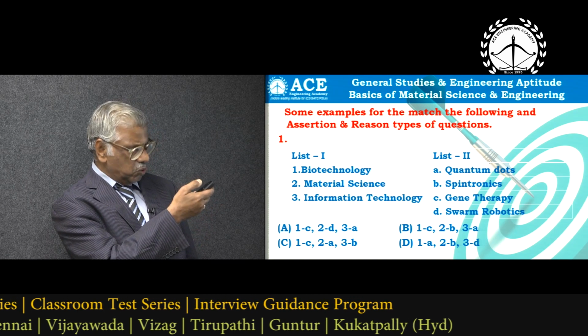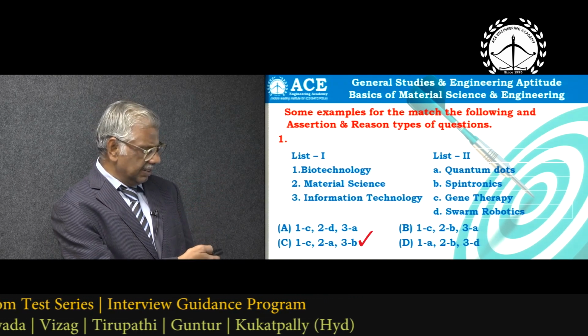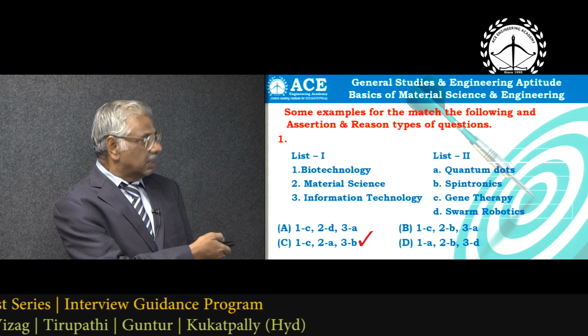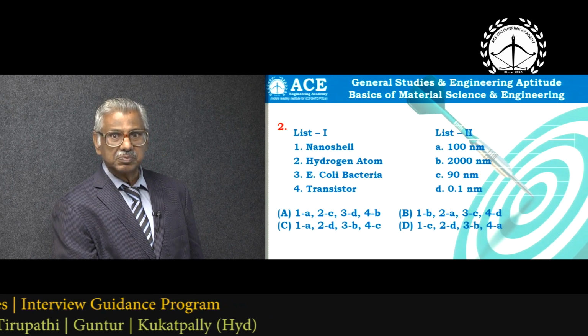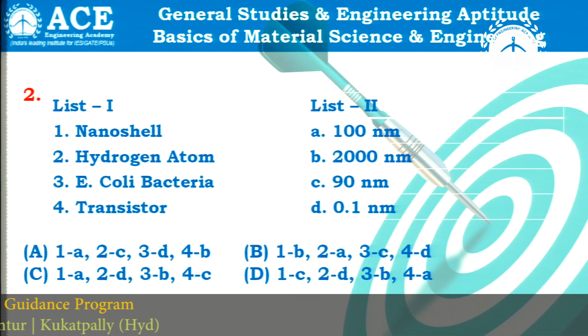So as you find, 1 to C, 2 to A and 3 to B, the answer is C in these cases. Now another similar one: you have a nano shell, a hydrogen atom, E. coli bacteria, and a transistor.